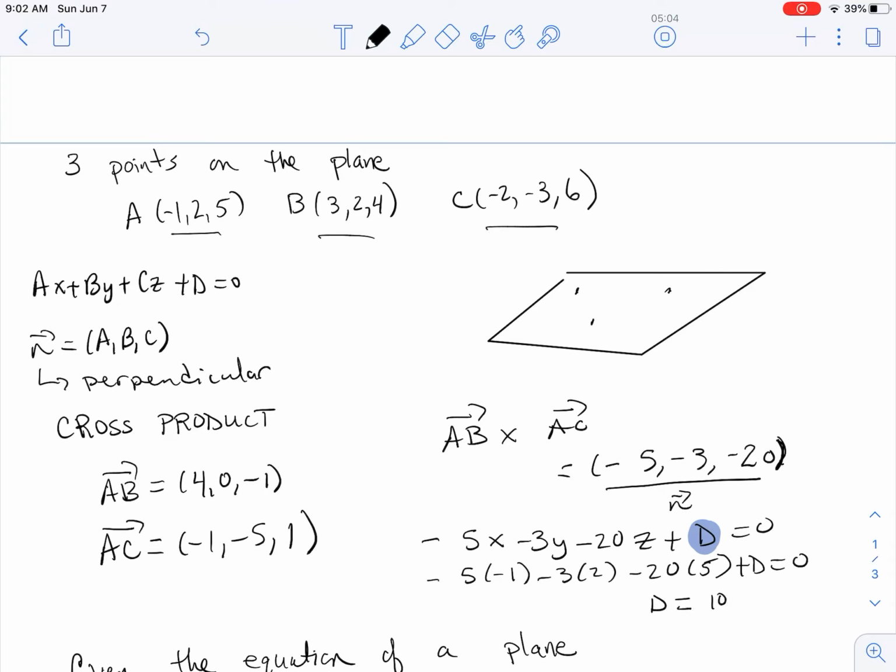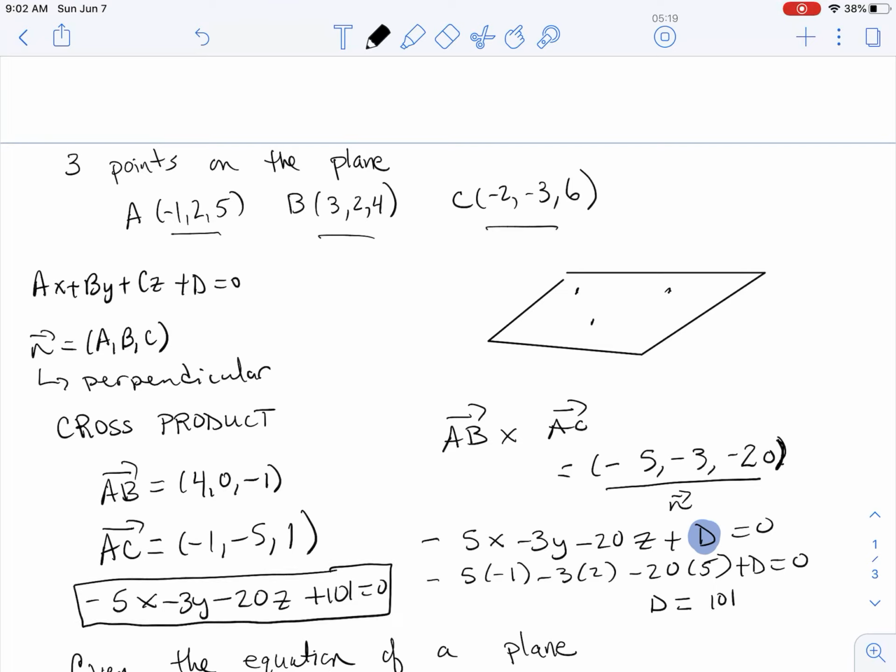Okay, just to save a little bit of time, that is going to work out to 101. And over here, I'm going to write out my full Cartesian equation. Again, that can have many different looks.